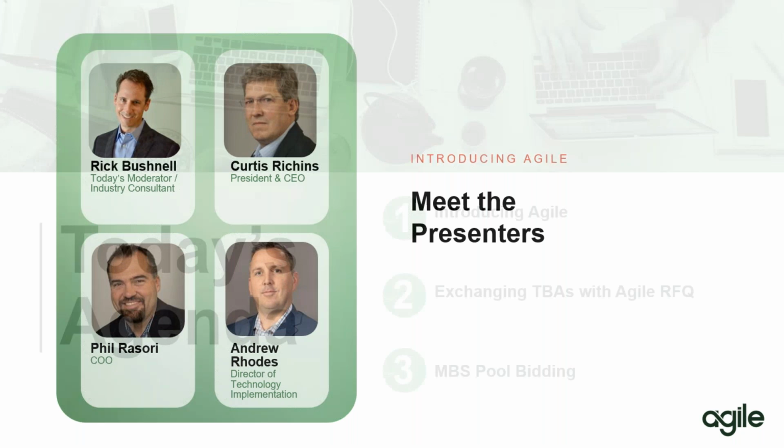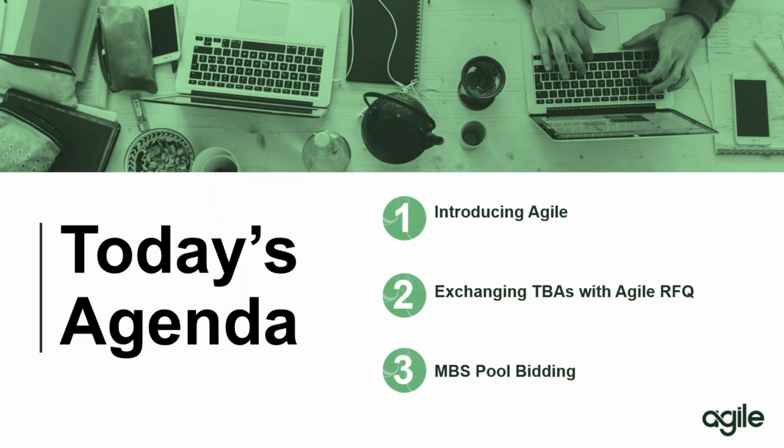I will be walking everybody through the Agile story, giving a perspective on the company's history, our mission, why we exist, and then we'll be getting into some specifics, some functionality on the platform. My colleagues Phil Rosori and Andrew Rhodes will be talking both about the TBA trading functionality and also about the MBS pooling functionality. We think this will take us most of the hour. Hopefully there will be some time left for questions at the end.